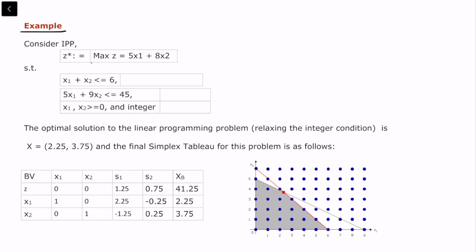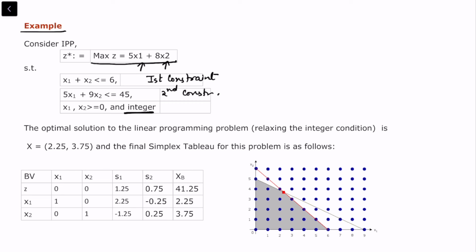Here I have a maximization of 5 times x1 plus 8 times x2 subject to the constraint x1 plus x2 less than or equal to 6. And this is the first constraint. Then we got one more constraint, 5 times x1 plus 9 times x2. This is another constraint. Please read these x1, x2 as subscripts, and x1, x2 greater than or equal to 0 and integer. So the moment we have this integer condition, it is an integer programming problem.